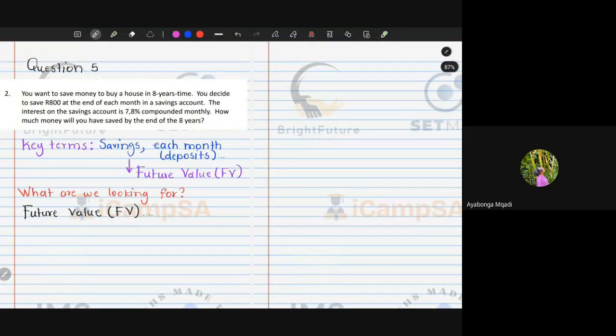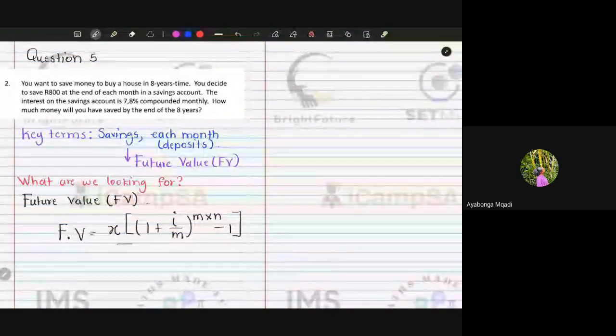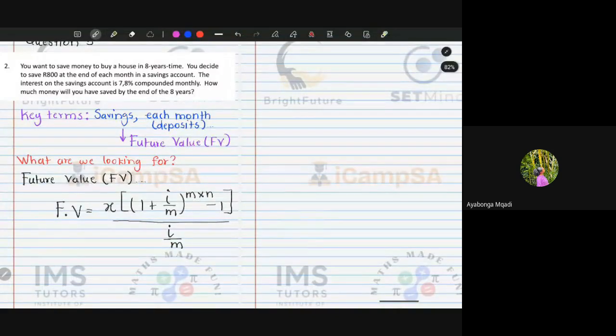I gave you a formula which I said, guys, is very important. You can't afford to not know it. It is called FV, for future value. We have X into 1 plus I divided by the compounding period M, to the power of M times N, minus 1, divided by I divided by M. So I need us to pick out what we have now, guys.